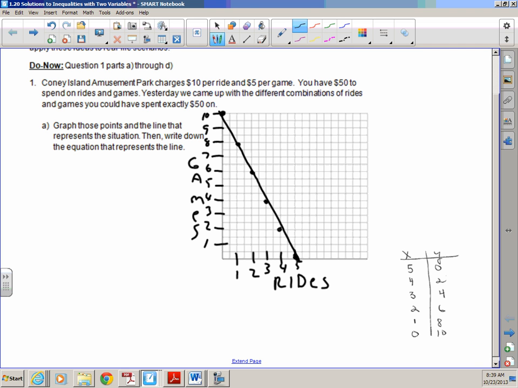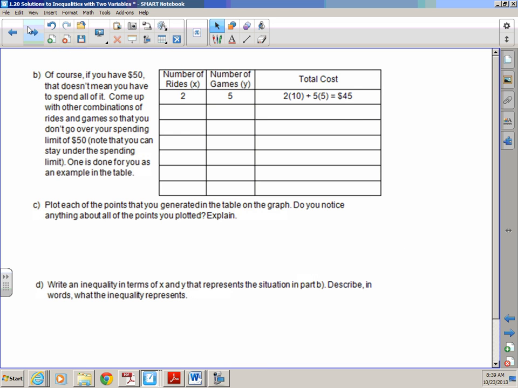There we go. You'll notice that there are no arrows because I can't go beyond my $50 budget. Now what we want to do is say to ourselves, well, my parents gave me $50, but I don't have to spend all $50. Okay, they didn't say, here's $50, come home with nothing. So what are some possible scenarios where you would spend less than $50?